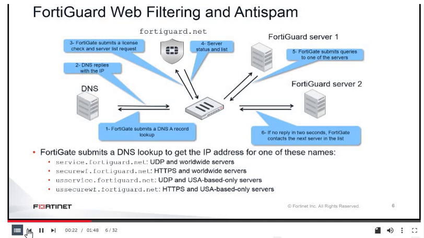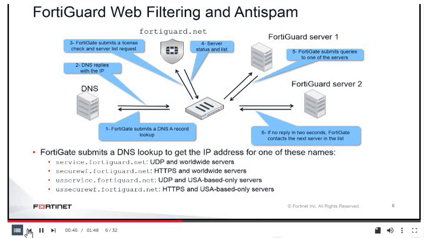1. FortiGate contacts the DNS server to resolve the FortiGuard service name. 2. FortiGate gets a list of IP addresses for servers, usually 2 or 3, that can be contacted to validate the FortiGuard license. 3. FortiGate contacts one of those servers to check the license and obtains a list of servers that can be used to submit web filtering and anti-spam rating queries.